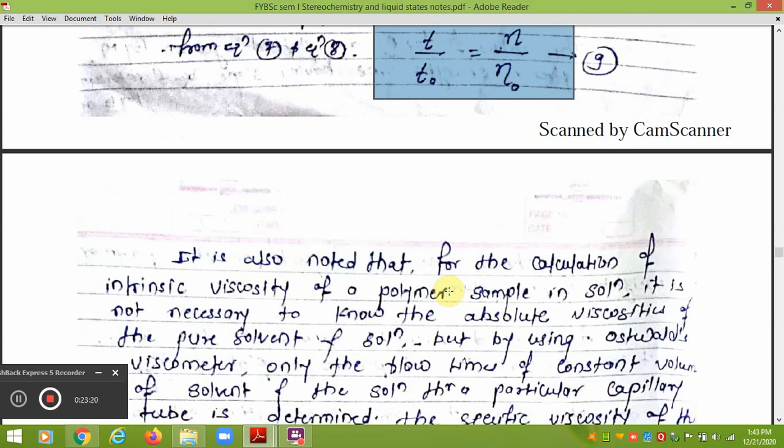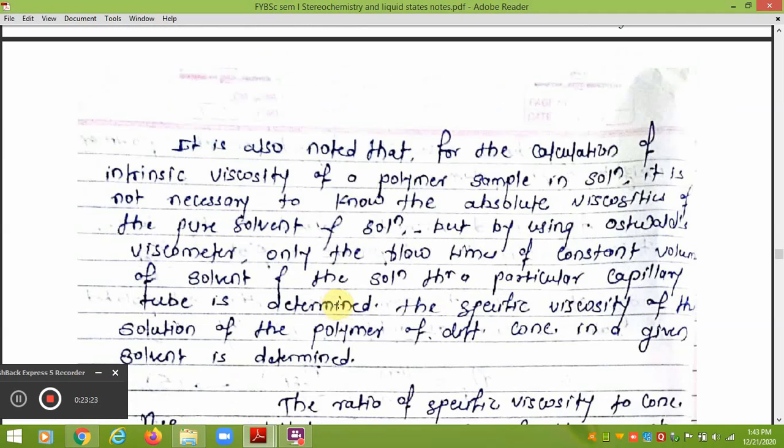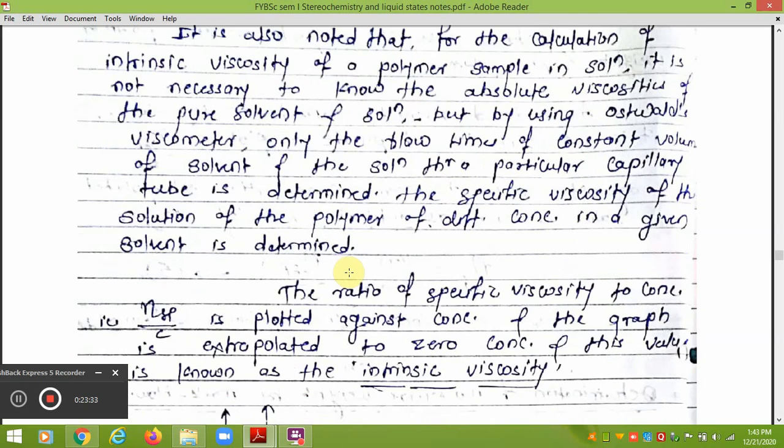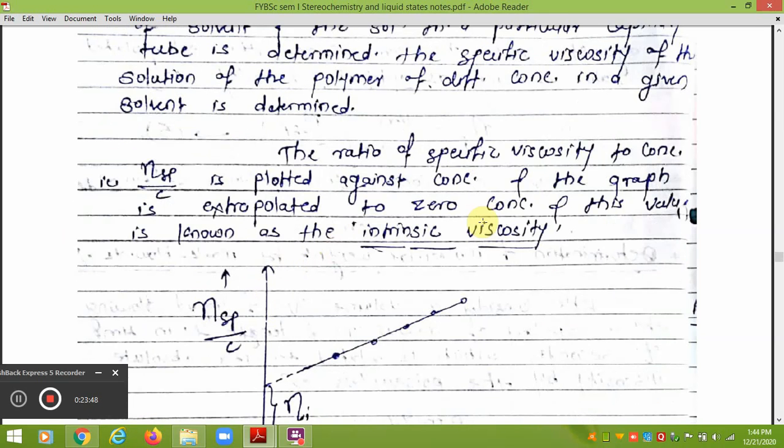It is also noted that for the calculation of the intrinsic viscosity of the given polymer solution, it is not necessary to know the absolute viscosity of the pure solvent and the solution. By using the Ostwald viscometer, only the flow times of a constant volume of solvent and solution through the particular capillary tube are determined. The specific viscosity of polymer solutions of different concentrations in a given solvent is determined, and the ratio of specific viscosity to concentration is plotted against concentration, and the graph is extrapolated to zero concentration.